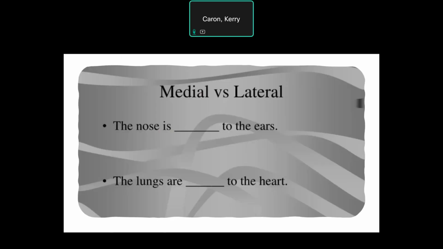So here, the nose is medial to the ears. It's toward the middle. The lungs are lateral to the heart. They're closer to the sides.